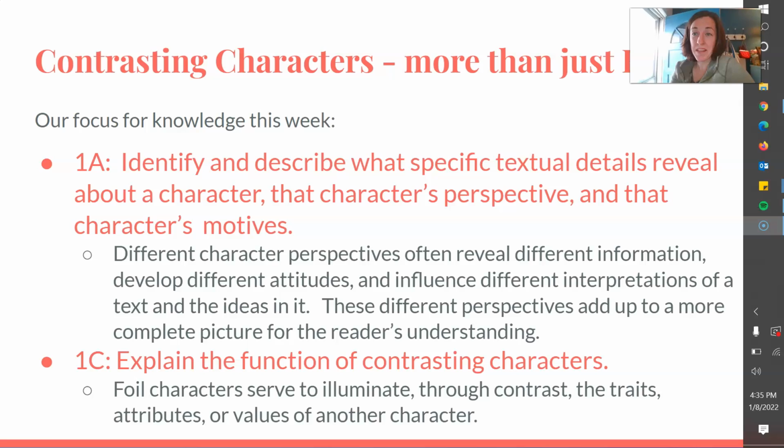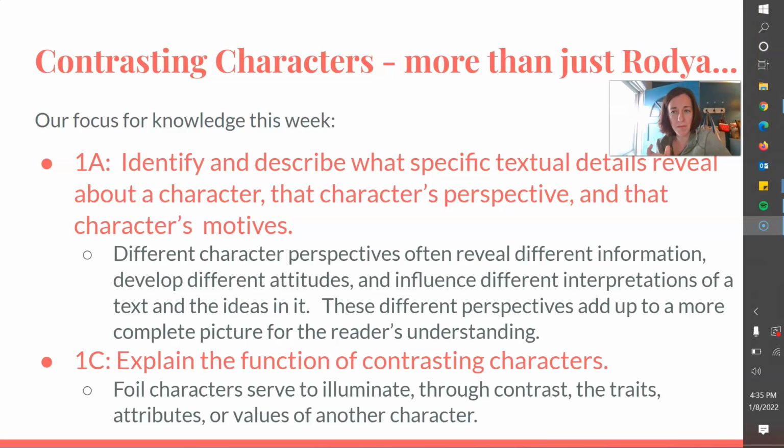All right, so this week, we're going to think briefly about contrasting characters. The book is more than just Rodya or Raskolnikov. So the focus there is 1A and 1C. 1A is identifying the different perspectives and what that brings to the information that we're given. We're going to learn a lot about the same crime or the same experience through many characters' perspectives. And then 1C, explain the function of contrasting characters, which is another way of saying explore foils in the novel.